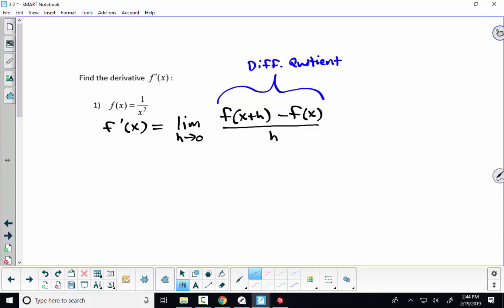So let's compute f of x plus h. What is f of x plus h?